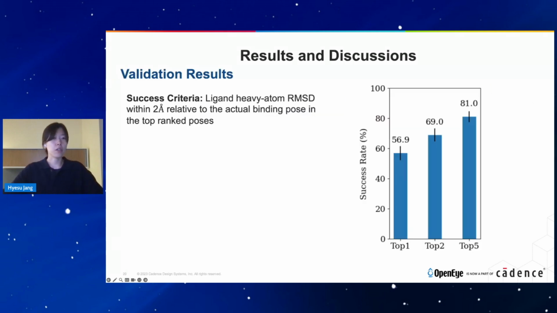So this is the overall validation result. The success criterion that we used was ligand heavy atom RMSD within 2 angstrom relative to the actual binding pose. And this bar chart on the right shows the success rate in getting the right binding mode in the top 1, 2, and 5 poses. You can see we have a high success rate of 81% in getting the right binding mode in the top 5 poses. And even when we narrow down to the top 1 pose, we still have a success rate higher than 50%. And since we are confident in getting the right binding mode in the top 5, we suggest carrying the top 5 poses either to further examination or to lead optimization.